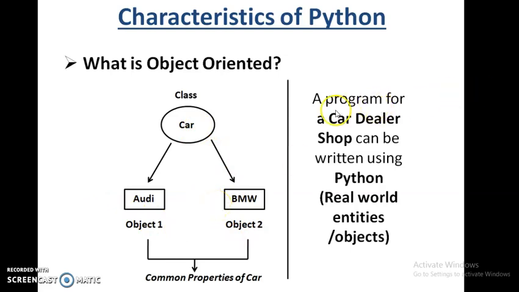So if I have to write a program for a car dealer shop, that can be written using Python, because I can implement this concept of class and object. That means a car and its various objects like Audi, BMW, etc. in that program. Hence I am implementing the real world entities, or we can say objects.